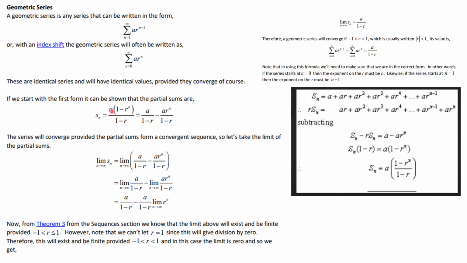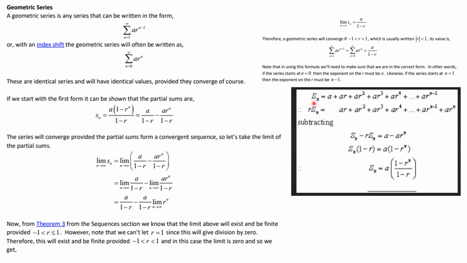So if we start with the first form, what we find is that Sn, the partial sums, can be a times 1 minus r to the n, all divided by 1 minus r. And if I distribute and get these over a common denominator, or split these into 2 fractions, I can have a over 1 minus r and a times r to the n over 1 minus r. And by the way, the derivation of this formula is actually pretty easy.